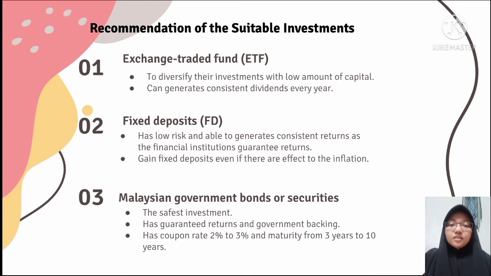The third investment is Malaysia government bonds or securities. This investment is the safest investment. Besides that, it can also guarantee the return, and the government is the backing of this investment. This investment also has a coupon rate of 2% to 3% and a maturity of 3 years to 10 years.